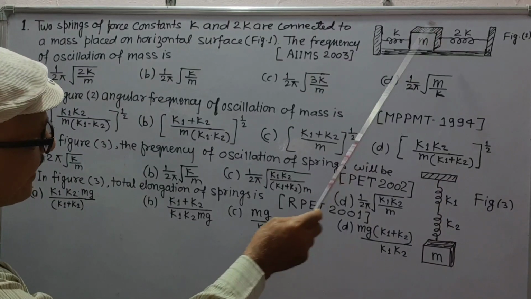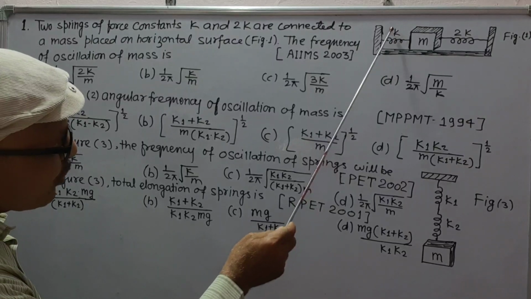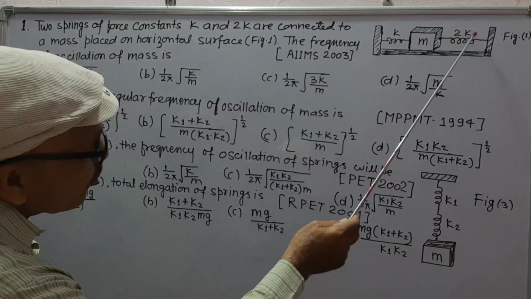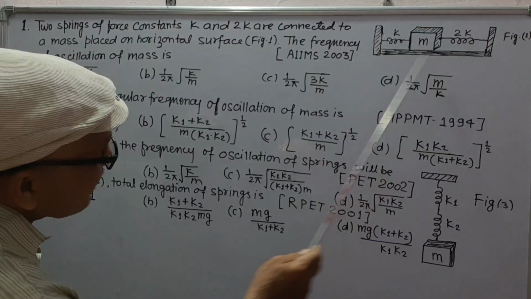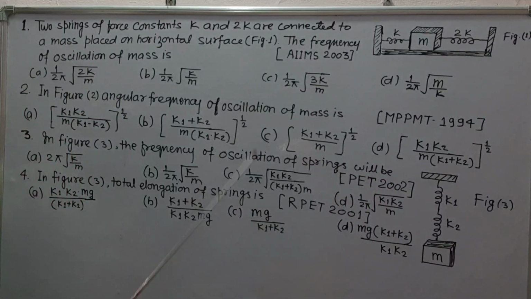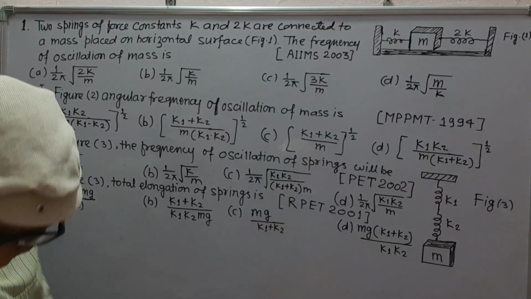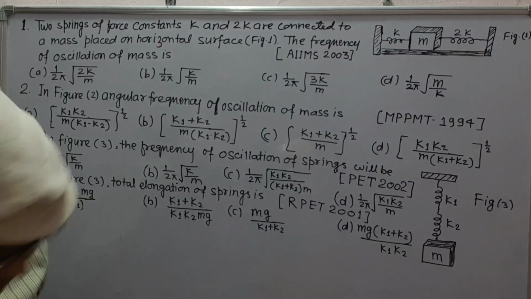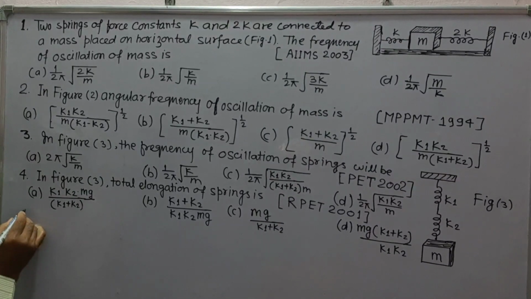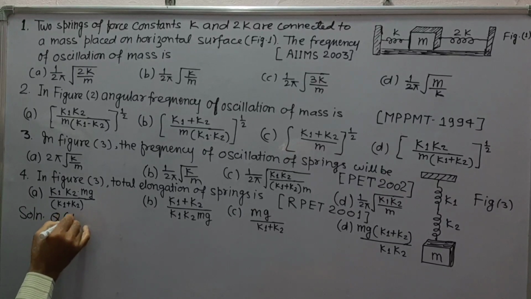This is a mass connected with two springs of force constants K and 2K, and the mass is placed on the horizontal surface. Now, solution to question 1.